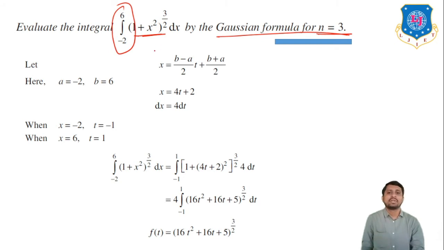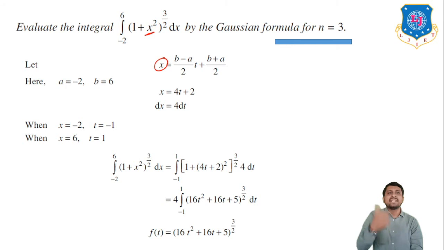Okay, so what is your variable? Variable is x, so that's why I just take x on the left hand side. Suppose your variable in the statement is t, then you have to take t on the left hand side. Here my variable is x, so I take x. The formula is b minus a by 2 into t. You can take any variable here, y, z, whatever you want. So x is equal to b minus a by 2 into t plus b plus a by 2.